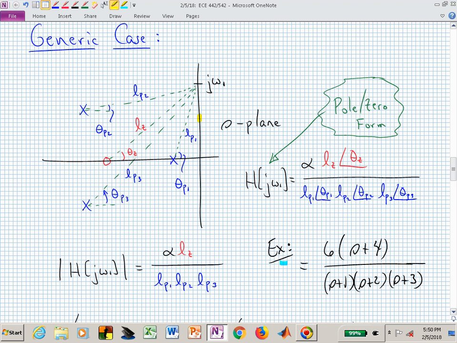And you can see then that as you go from DC, where is DC on this pole-zero diagram? DC is right here. You go from zero frequency all the way up to infinity, and that now gives you your frequency response.